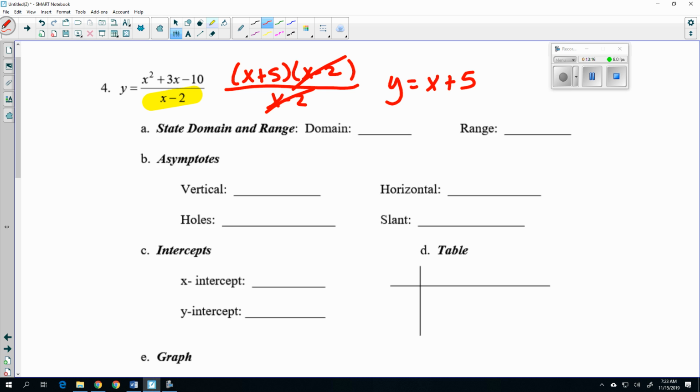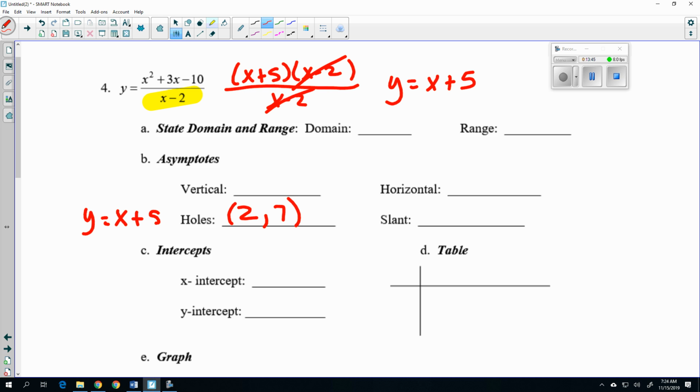So what's the x-coordinate of my hole? Yeah, it would have been my vertical asymptote, but because it canceled out, it's no longer an asymptote. So if x is 2, a hole is an ordered pair. What's the y-coordinate? If my new look is a line, and I know my x-coordinate, could I find my y-coordinate? Yeah.